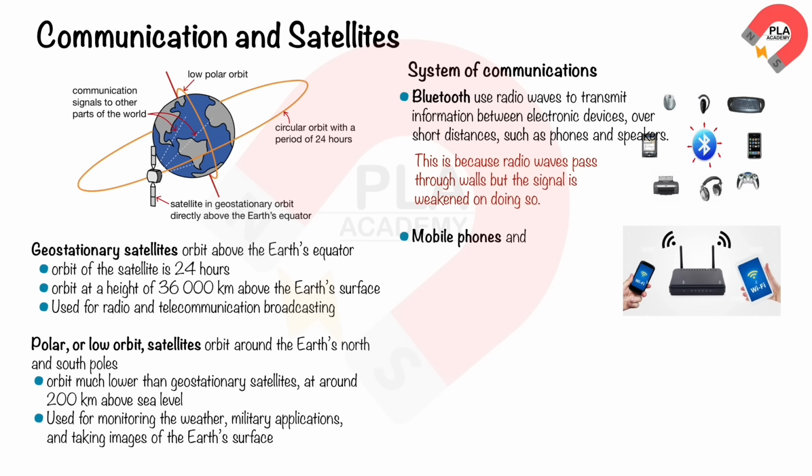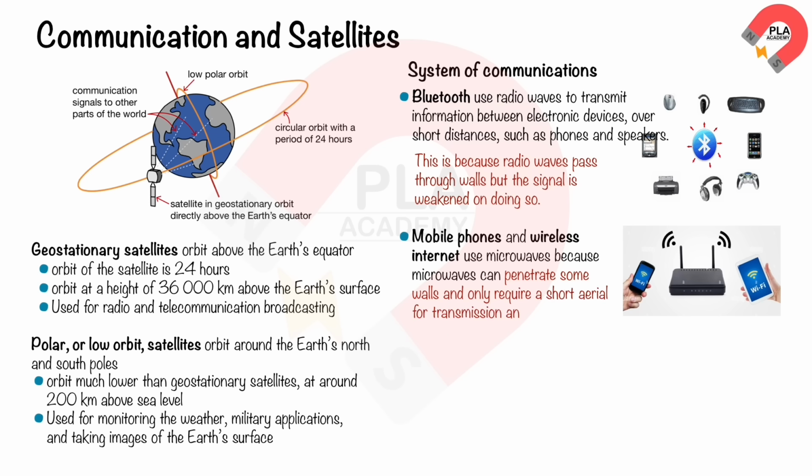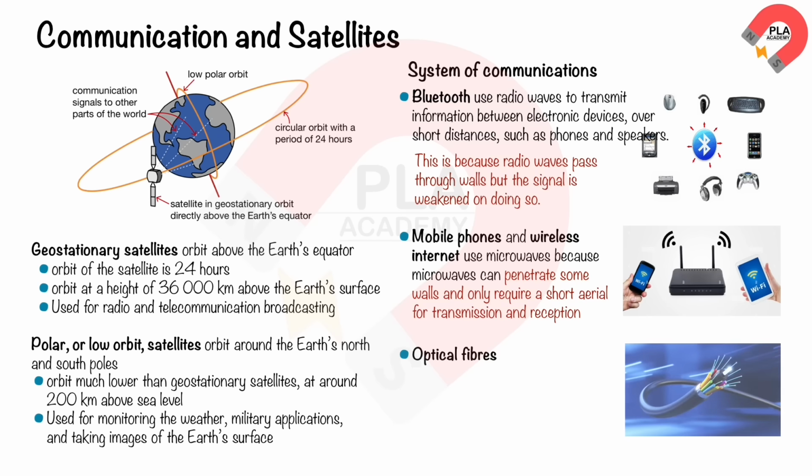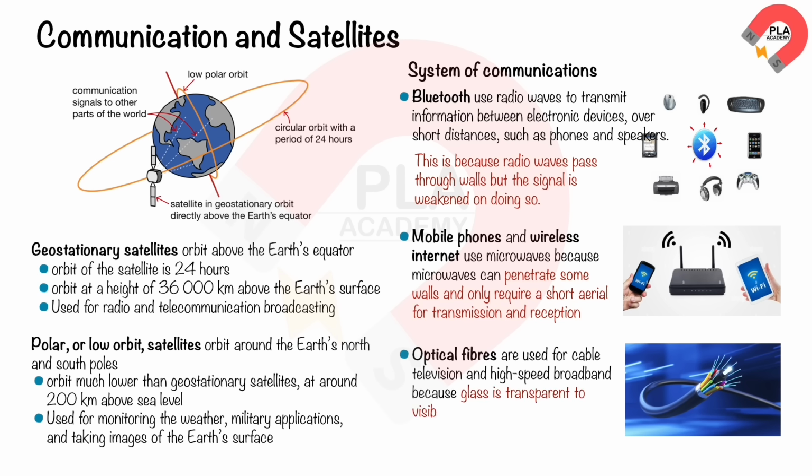Mobile phones and wireless internet use microwaves, because microwaves can penetrate some walls and only require a short aerial for transmission and reception. Optical fibers are used for cable television and high-speed broadband, because glass is transparent to visible light, and some infrared, visible light, and short-wavelength infrared can carry high rates of data.